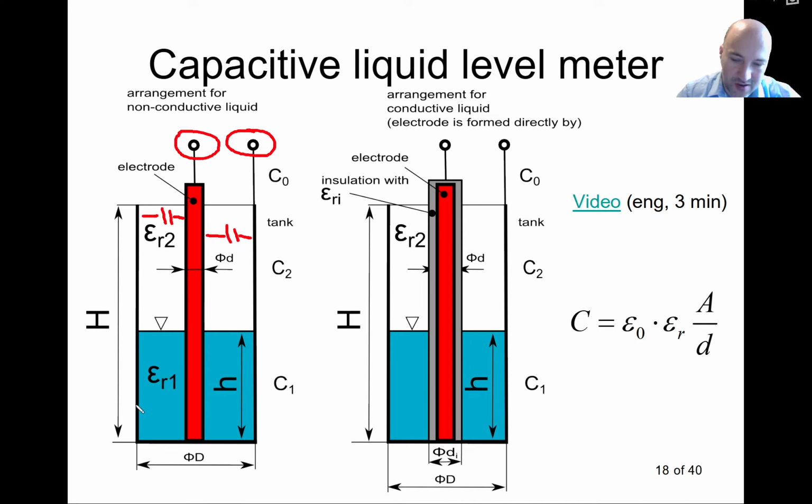And here we have our liquid level, and it needs to have a different permittivity. So epsilon r1 needs to be significantly different than epsilon r2. So for example, if epsilon r2 would be air, would be 1, then if we have some liquid that will have epsilon r1 equal to 2, then it might be impossible to use this principle. We need that our liquid has significantly different relative permittivity from the gas that's above it.